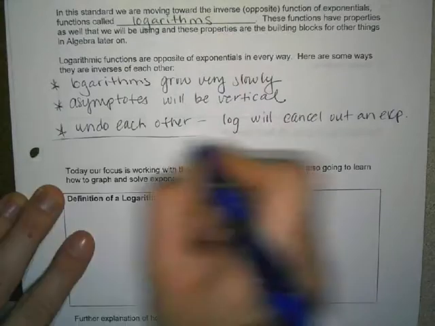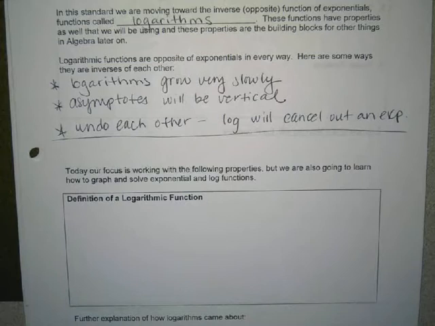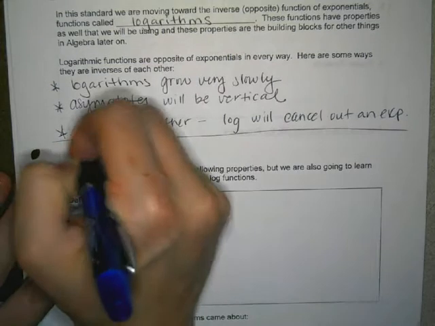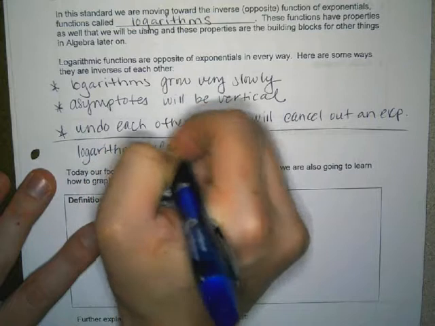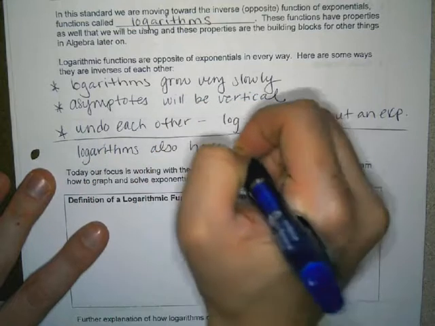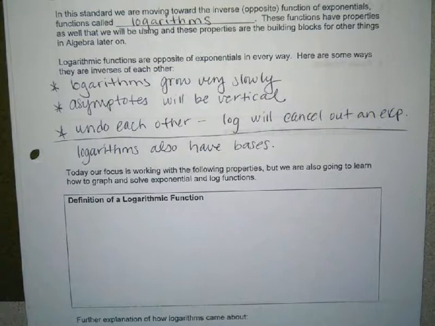This isn't really a way that they are opposite necessarily, but logarithms also have bases. Okay, so like an exponential has a base. If it was a base of 2, that would mean doubling over time. A logarithm will also have a base.